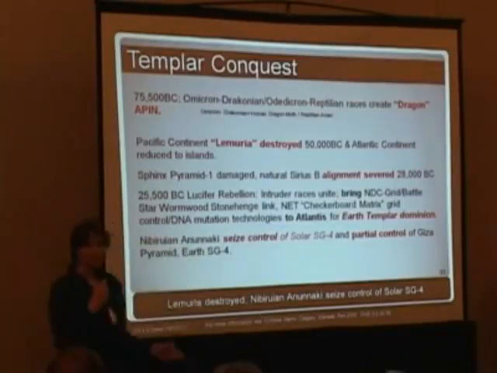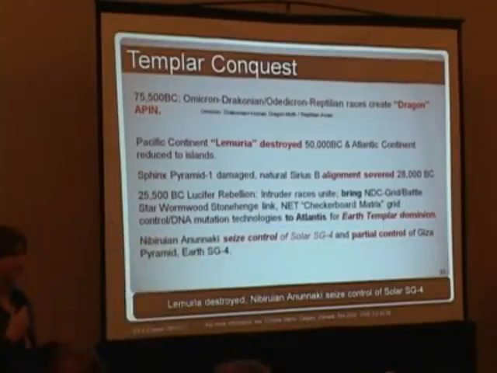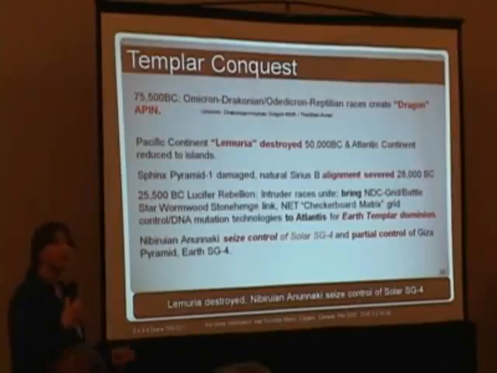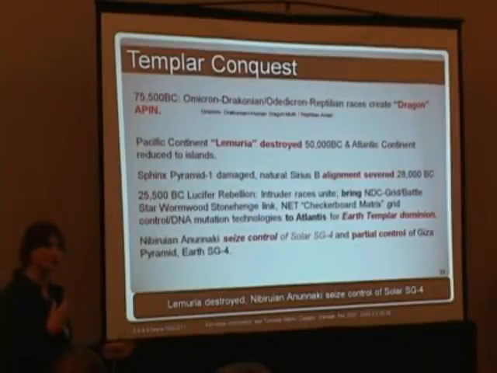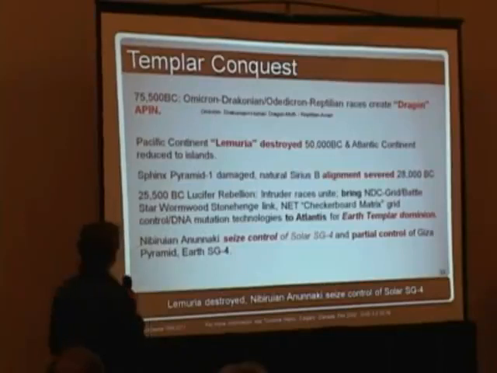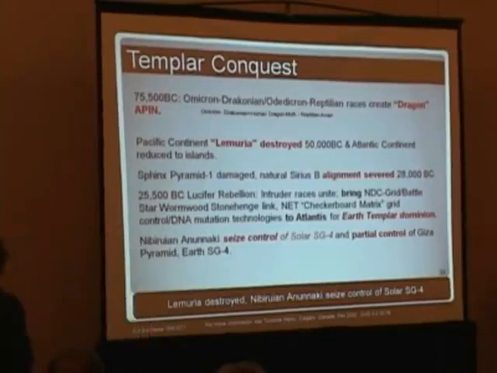So when they brought these to Atlantis, it kind of goes something like this, in my mind anyway. Hey, we've got these great technologies. You can do some great healing with them. You can control the climate. You can do all kinds of things with them. So yeah, it was welcomed in Atlantis, but it was also a double-edged sword because it was also used to put reversals into the planetary grid system. So Nibirian Anunnaki seized control of Solar Stargate 4 and partial control of Giza Pyramid, Egypt.